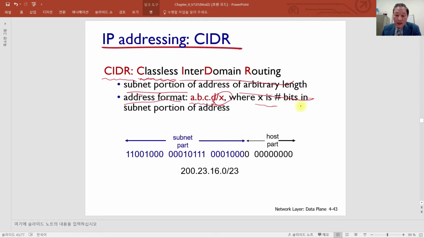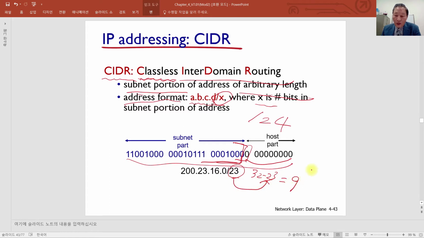This X is the number of bits in the subnet portion of the address, as we learned already, like 24, here 23. Then among these 32 bits, only 23. Until here, that is 24. But here, until here, only this one will be used for the subnet address. In this way, we can show how many bits are being used for the subnet part. Then, of course, the remaining bits, 32 minus 23, will be used for host ID.